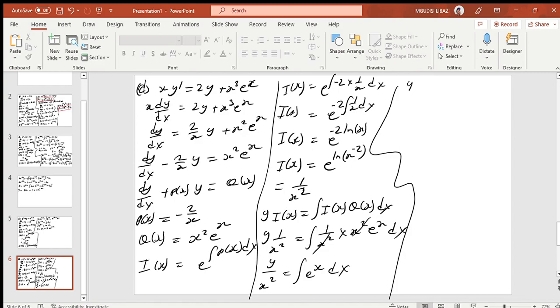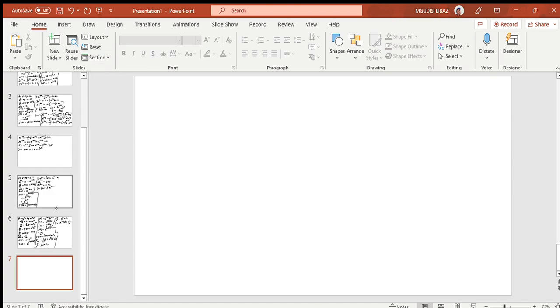So now we have y over x squared, which is the integral of e raised to x, the same as e raised to x plus c. So I get y is equal to x squared times (e raised to x plus c). So that is our solution there. So now we have problem number E.